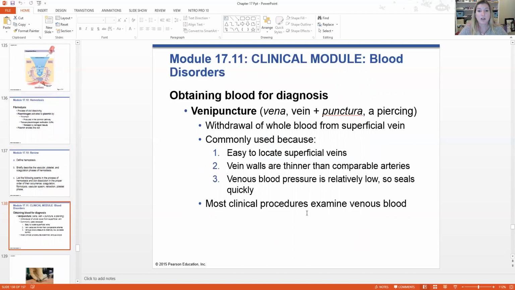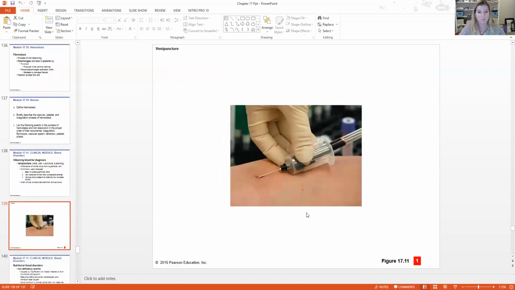So let's talk about some blood disorders. You can obtain blood for diagnosis through a venipuncture. That's the most common, because our veins are superficial, easy to find, they have thinner walls, easier to puncture, and because our venous blood pressure is relatively low, they're going to seal much quicker and release less blood in the process. Most clinical procedures will examine the venous blood.